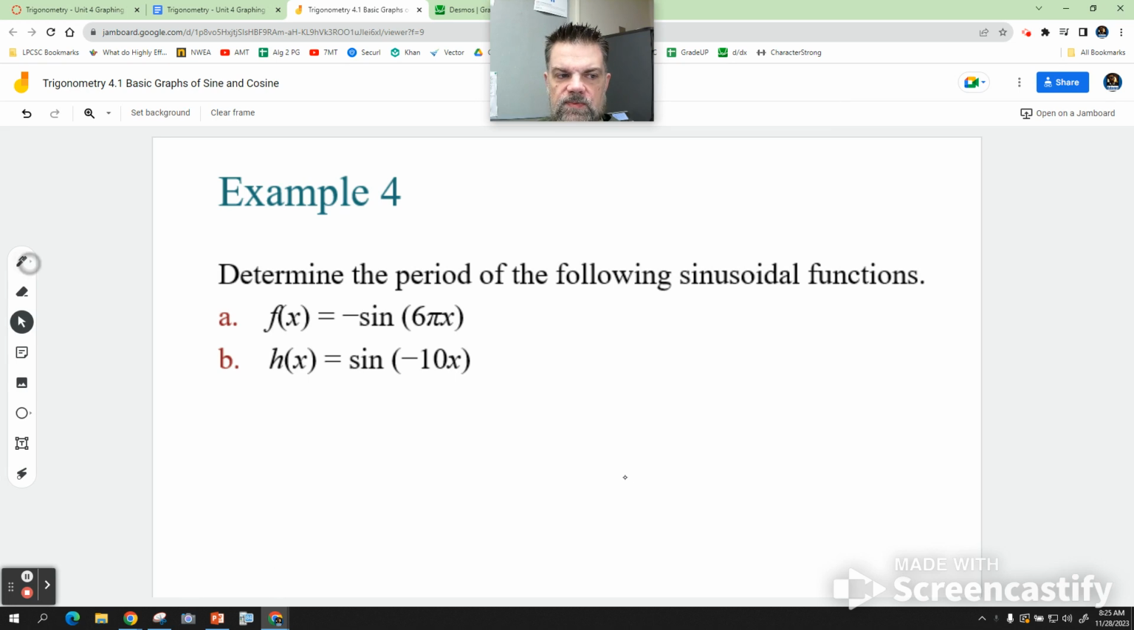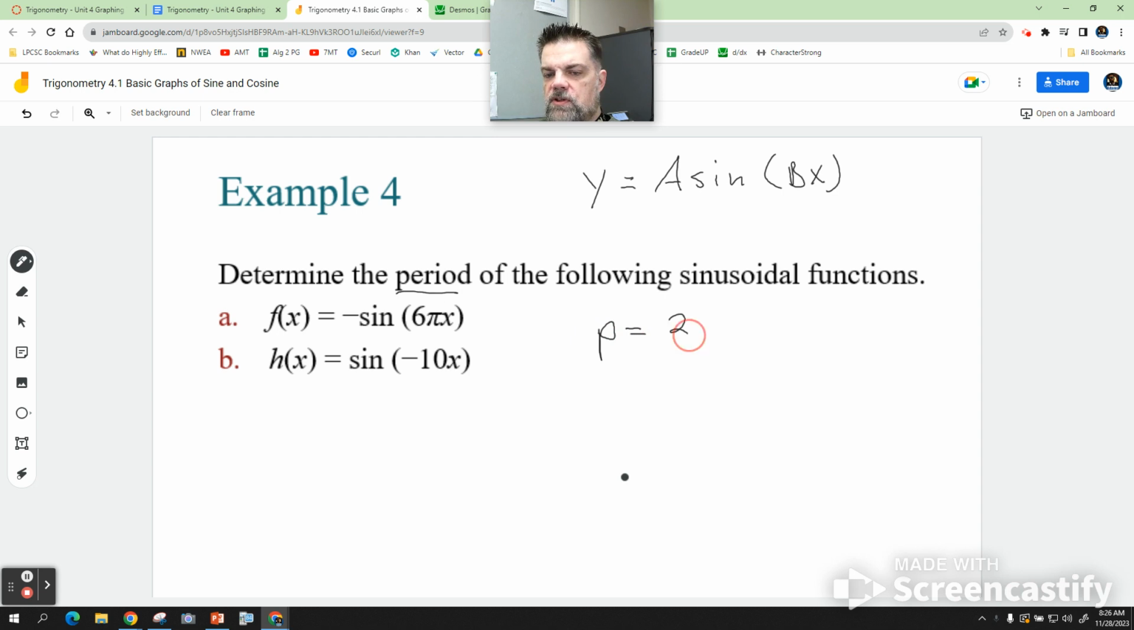So remember, this is written in the form y equals a cosine or sine. This particular one is sine, so it doesn't really matter. Times b of b times x is what I meant to say. Well, when it says determine the period, we're only worried about b because the period is equal to 2 pi over b.